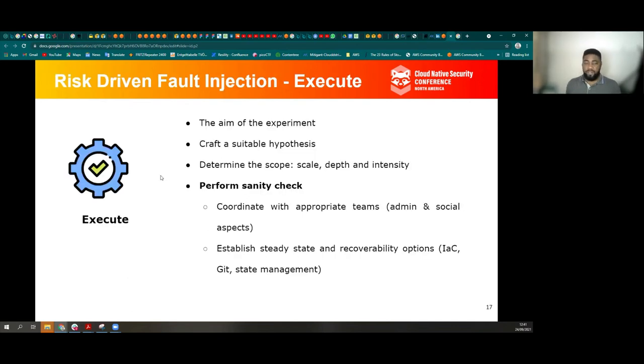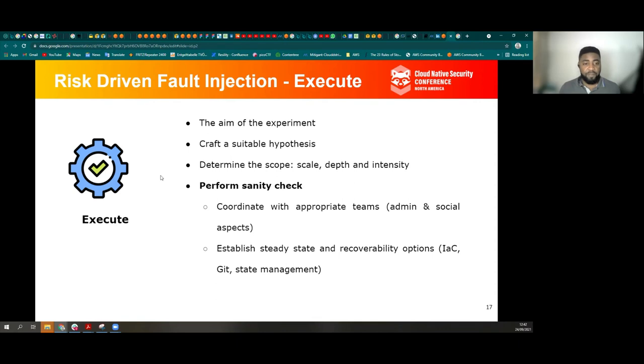So starting with execute. By execute, you've got to have an aim for your experiment. It's not just to experiment for the sake of causing chaos, but we want to take away the chaos. You've got to craft a hypothesis, like some of the examples we just had a look at. Next, you have to have a scope, which means you have to determine the scale, the depth, and the intensity of the experiment. And most importantly is coordination. You've got to coordinate with the teams that are going to be involved in this experiment.